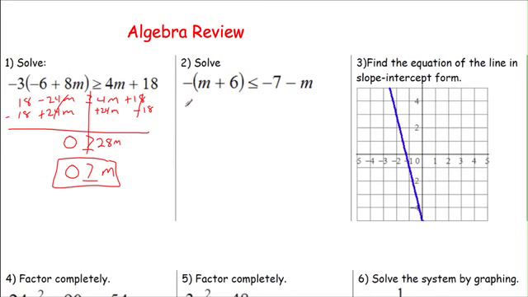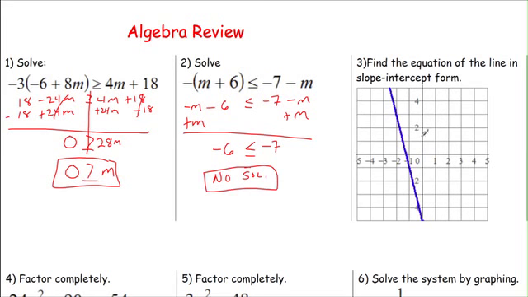Over here, distribute the negative: -m minus 6 is less than or equal to -7 minus m. Add my m's, get those together, and we get -6 is less than or equal to -7. Is -6 less than -7? No. Is it equal to -7? No. So this is no solution.